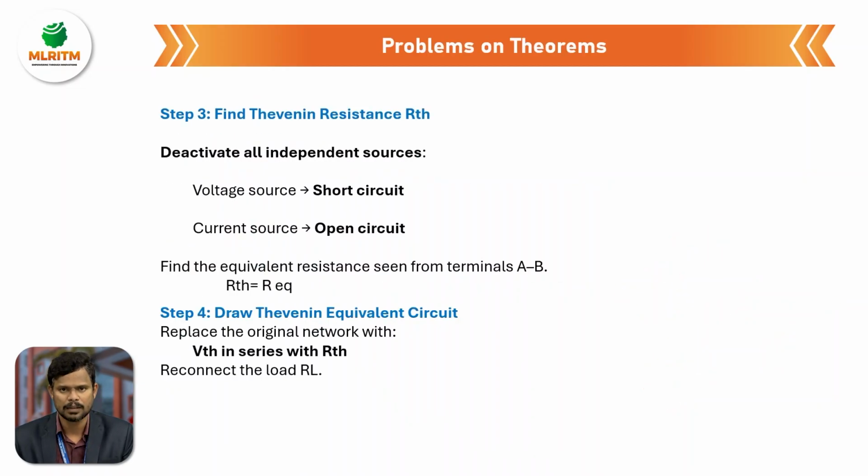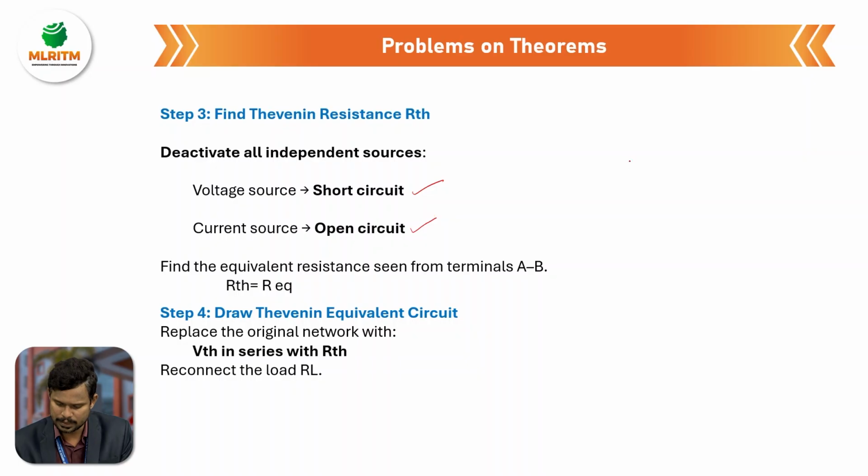Next, step number 3, find the Thevenin's equivalent resistor. When calculating the Thevenin's equivalent resistor, all the independent sources are replaced with their internal resistances. If any voltage source is present, that voltage source is replaced with a short circuit, and if any current source is present in the circuit, that current source is replaced with an open circuit.